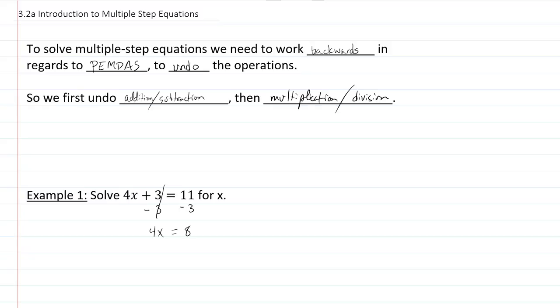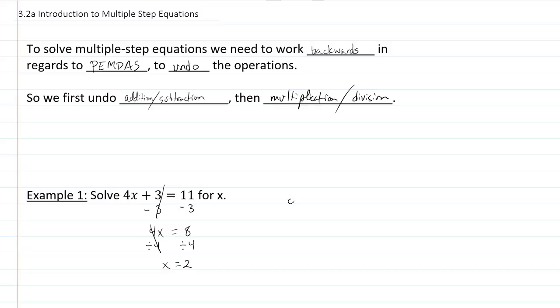But we need to get the variable x by itself. And to do this, we have to employ the division principle. We can see this because it's multiplied by something, and we're trying to undo that. So let's divide both sides by 4. And the multiplication and division cancel out because they're opposite operations. 8 divided by 4 is 2. So x equals 2 is the solution to 4x plus 3 equals 11.